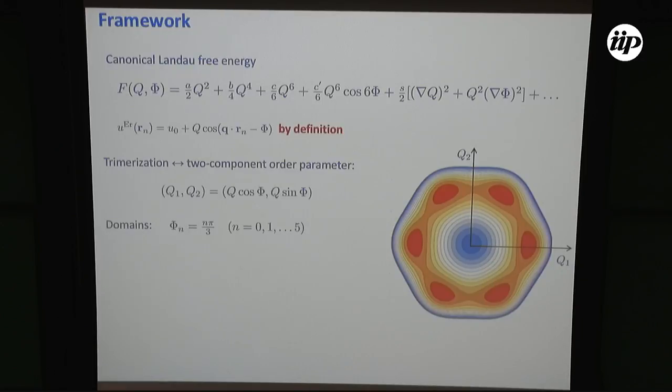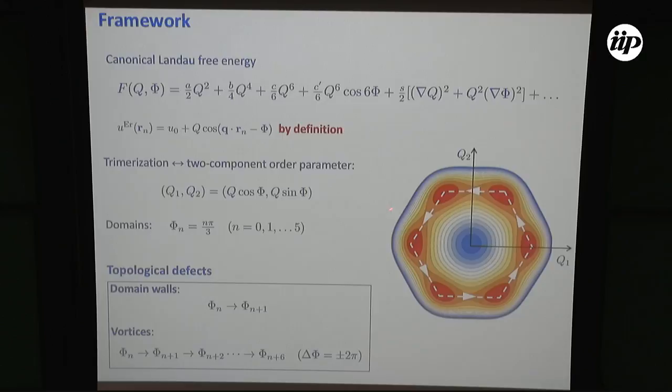Okay, so this is about the domains, but the purpose of this is to discuss topological defects. What kind of defects or excitations? So we have essentially 2 types. We have domain walls, which correspond to a path in order parameter space from one minimum to the next. And we can also have vortices if you continue this path and close the loop, so that the phase of the order parameter increases by 2 pi.